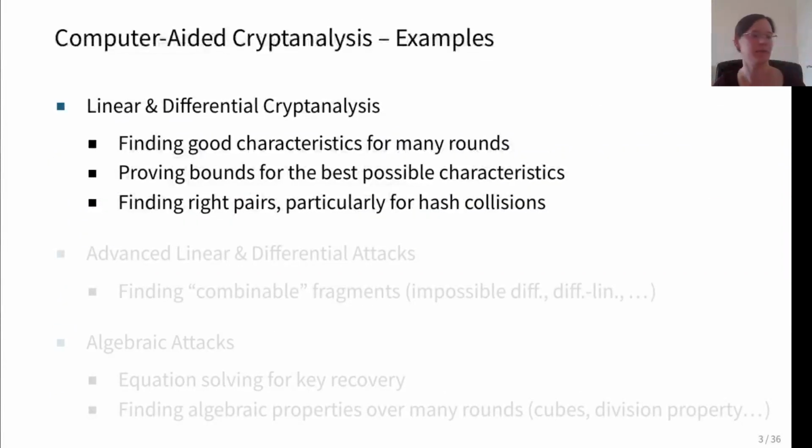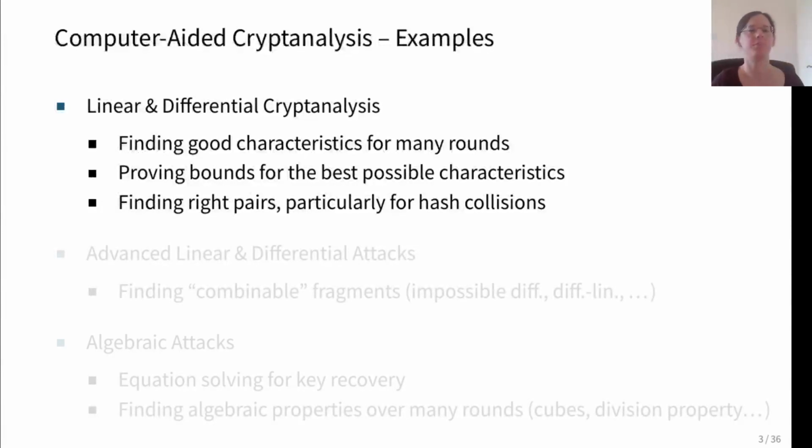So what are some examples of specific parts of attacks that can be done with the aid of a computer? In linear and differential cryptanalysis, the typical thing that we do use a computer for is finding good characteristics that cover a large number of rounds. For few rounds, such as we had in the exercises in Applied Crypto 1, it's often feasible to do this by hand. For 1 or 2 rounds, it's often pretty obvious which characteristics are good and what they look like. But for more rounds, this is not the case.